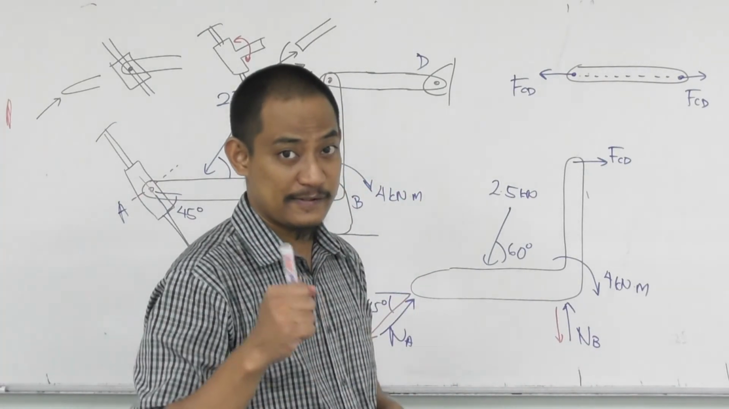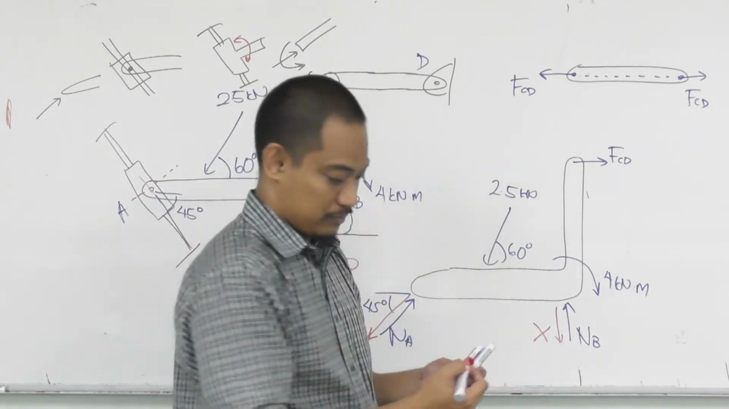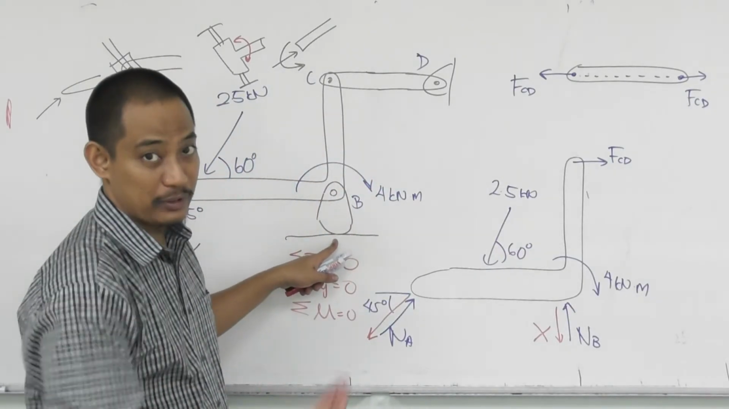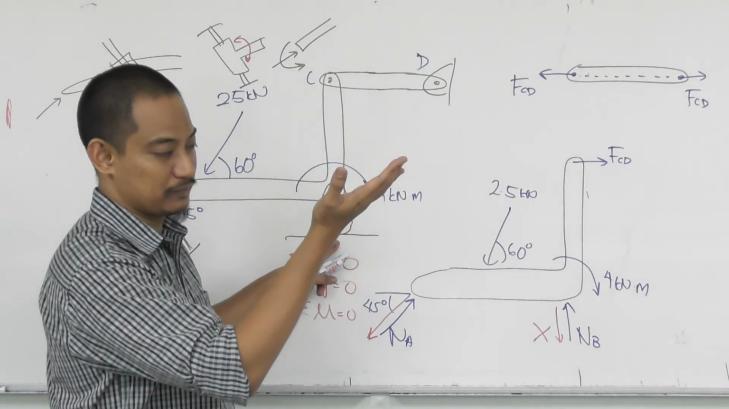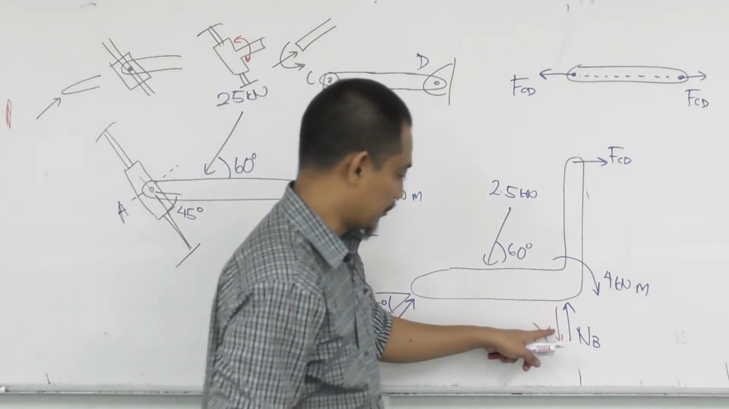What's your answer? No, you cannot, right? Because this will be wrong. Because what does it mean? This ground here can only support upwards. It just pushes upward. It cannot pull anything down, right? So this one will be wrong.